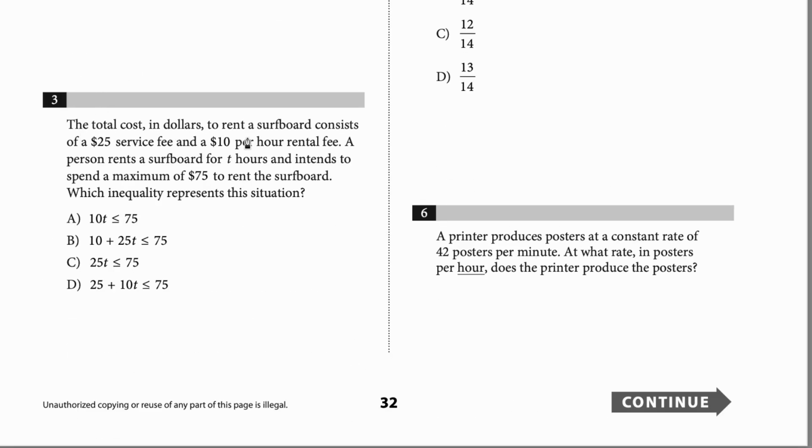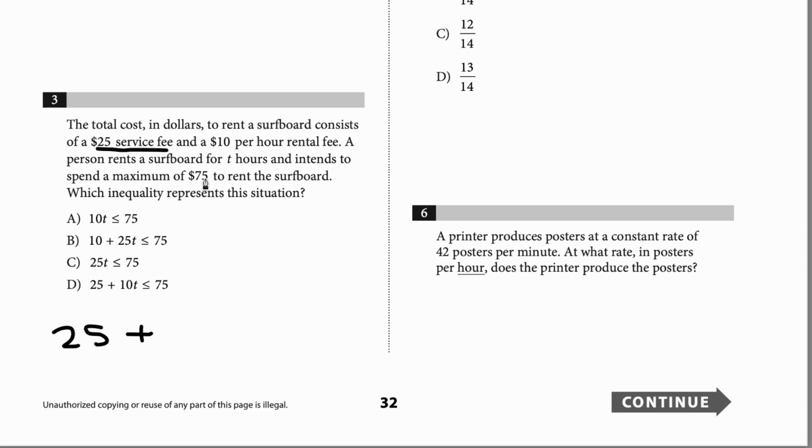The total cost in dollars to rent a surfboard consists of a $25 service fee and a $10 per hour rental fee. A person rents a surfboard for 2 hours and intends to spend a maximum of $75 to rent the surfboard. Which inequality represents the situation? So the first thing we'd read is that it costs a $25 service fee. So no matter how many hours we go, we need to pay $25. So it'd be 25 plus.